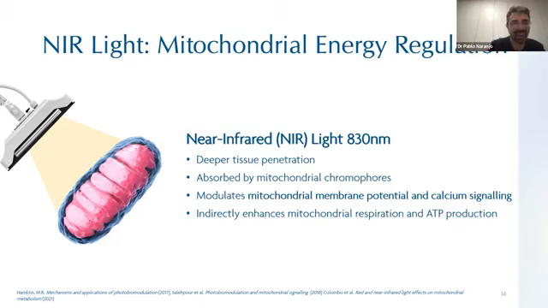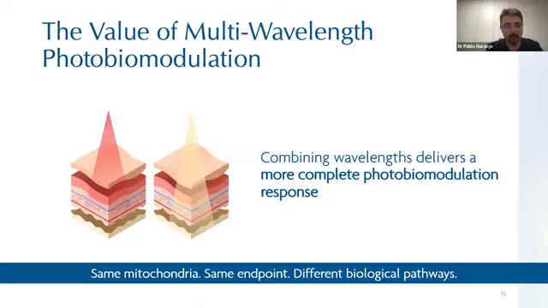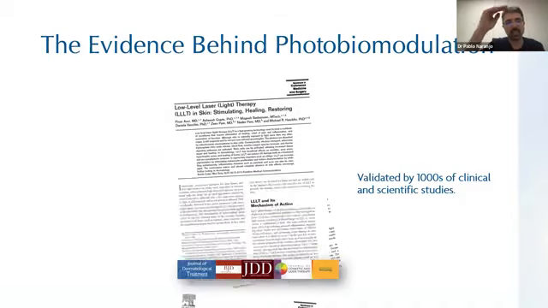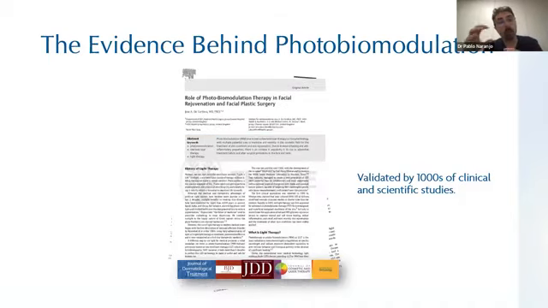We can stimulate with red and infrared, and we are going to go with two different pathways to stimulate and to have the same action, but in two totally different pathways which are synergic between them. So combining the wavelengths delivers a much more complete biomodulation response. So red is more superficial, infrared is deeper. One stimulates much more the nucleus, the other one the membrane of the cells. Both together achieve much better results.